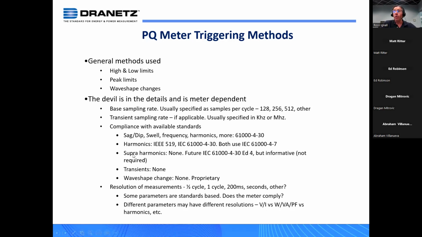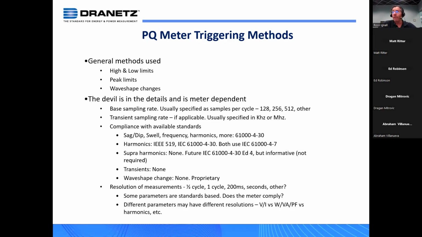You have a newer term called supraharmonics, and supraharmonics are harmonics in the frequency range of 9 kilohertz to 150 kilohertz. To give you an example, the 61000-4-7 caps out at about 3 kilohertz, is this standard range we've been using forever for the use of harmonics. And that's about the 50th harmonic. Supraharmonics is kind of a band that's much higher in frequency.